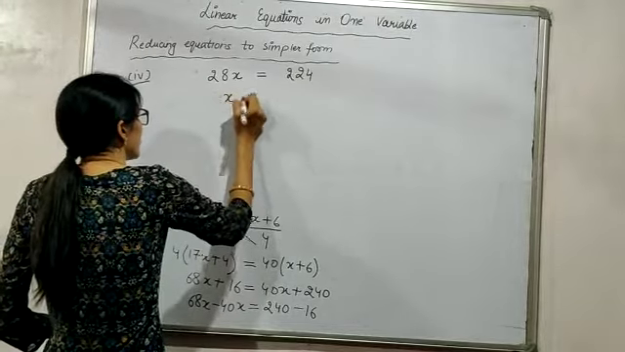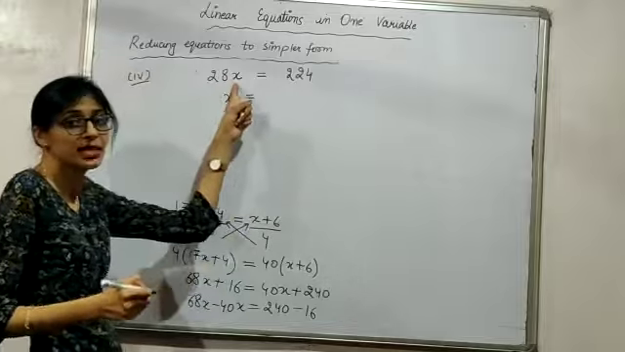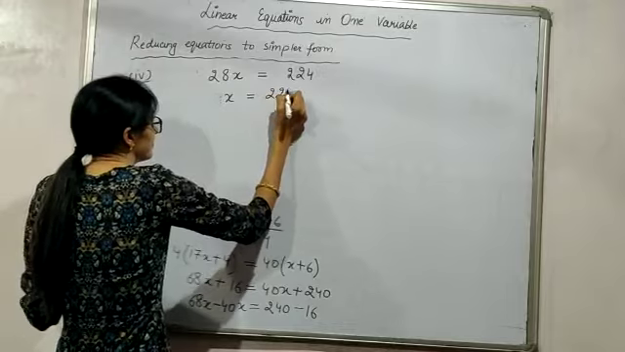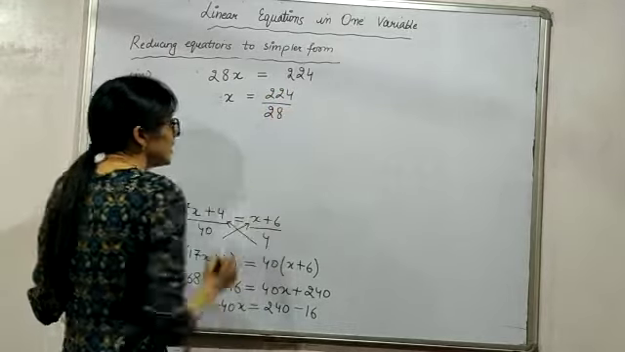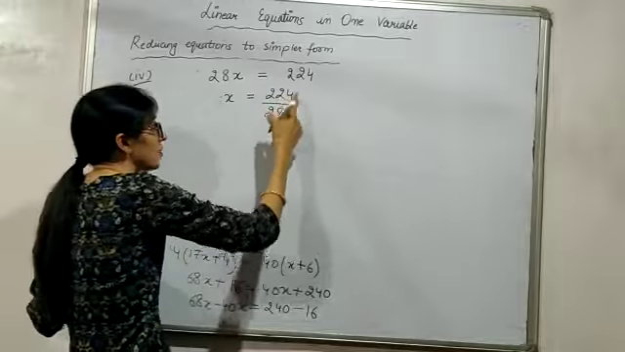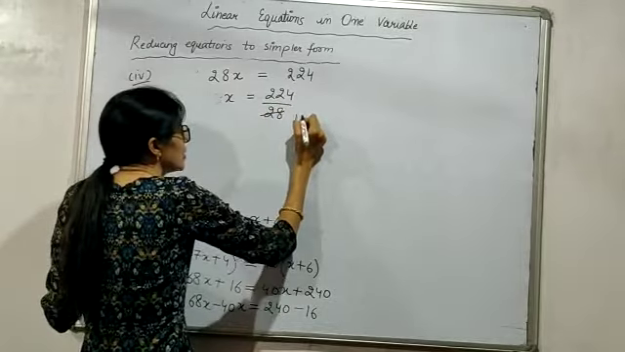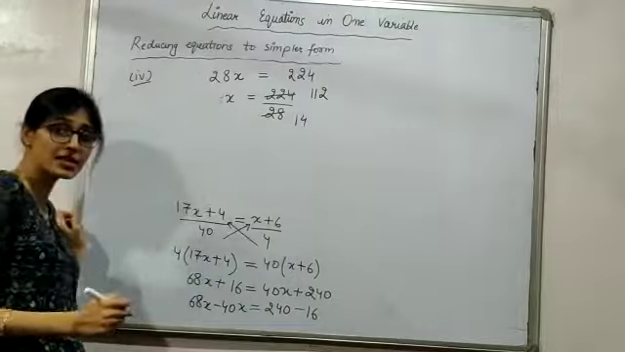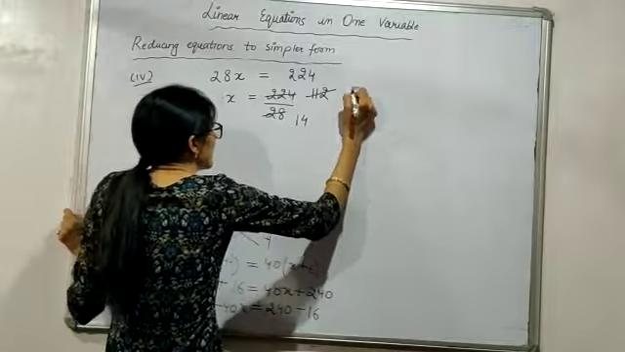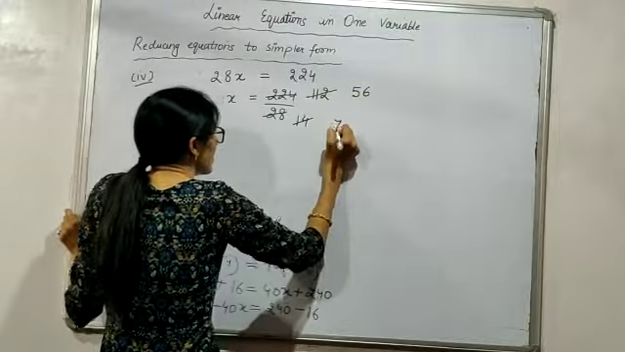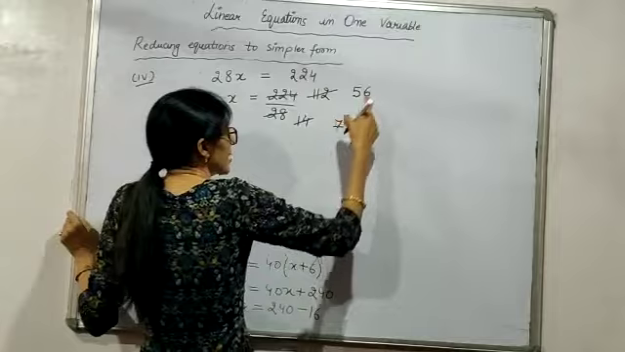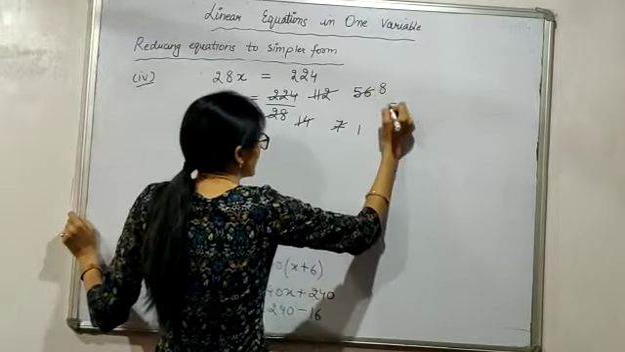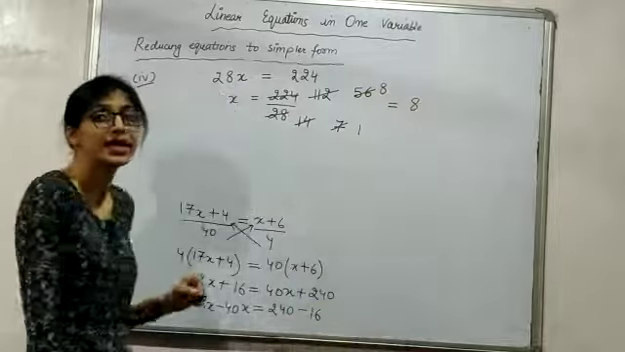Now this 28 is in multiplication with x. When it goes to the other side, it is converted into division. Now both these values come in the table of 2. 2 ones are 2, 2 fours are 8. 2 ones are 2, 2 ones are 2, 2 twos are 4. Again these come in the table of 2. 2 fives are 10, 2 sixes are 12, 2 sevens are 14. Again this comes in the table of 7. 7 ones are 7, 7 eights are 56. So the answer comes out to be 8.